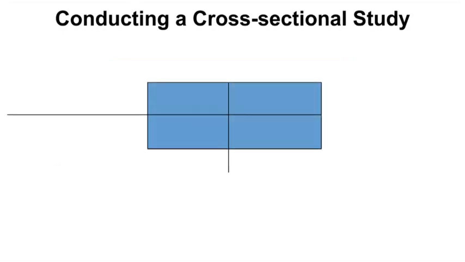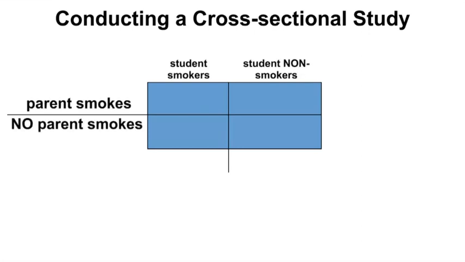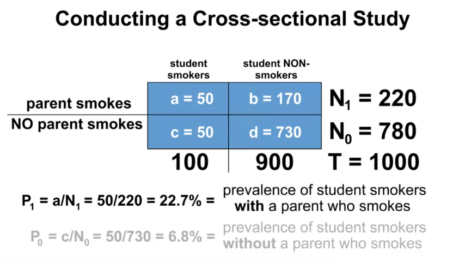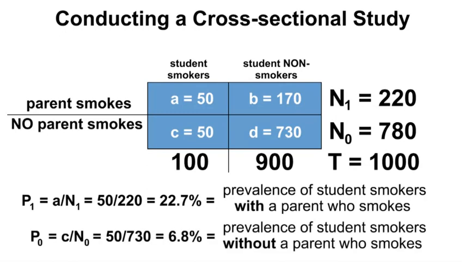Here's the example with smoking. You may want to answer the question, what is the proportion of student smokers who have a parent who smokes? On this slide, we will calculate a prevalence proportion. The exposure in this example is having at least one parent who smokes, and the outcome is middle school student who smokes. P1 equals A divided by N1. In this example, it is 50 divided by 220, or 22.7%. The interpretation is 22.7% of student smokers have a parent who also smokes.